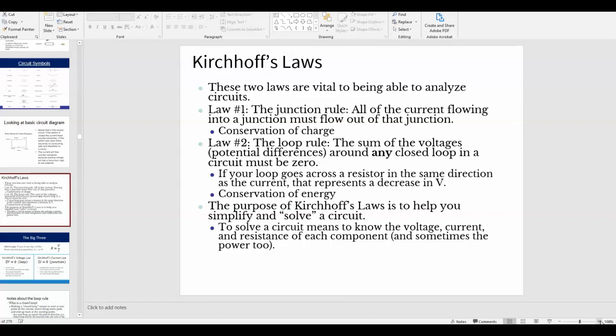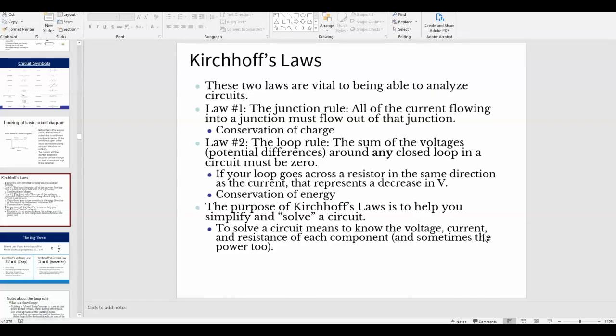Okay, so in this video, we're going to continue talking about Kirchhoff's circuit laws. We talked about these laws in the last video, and these are basically like the Newton's laws of circuits. These two laws are fundamental to being able to solve circuit problems. And the two laws are the junction rule and the loop rule.